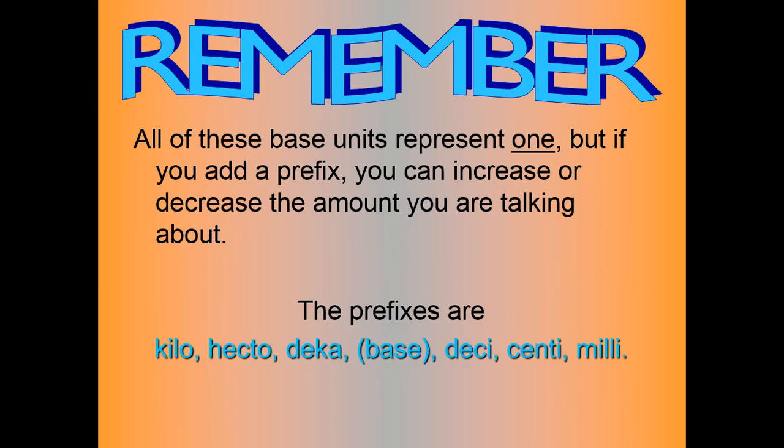The prefixes are kilo, which represents 1,000, hecto, which means 100, deca, which means 10. Our base units, remember, are meters, liters, and grams. They represent 1. Deci, now we get into the prefixes that mean smaller than 1. Deci means 1/10, centi means 1/100th, and milli means 1/1,000th.